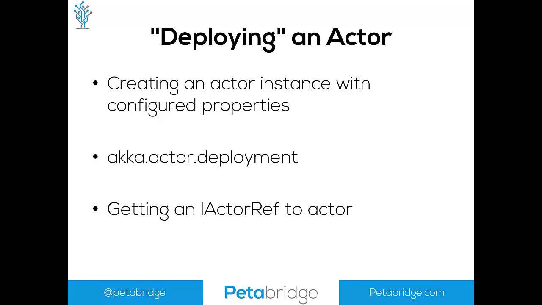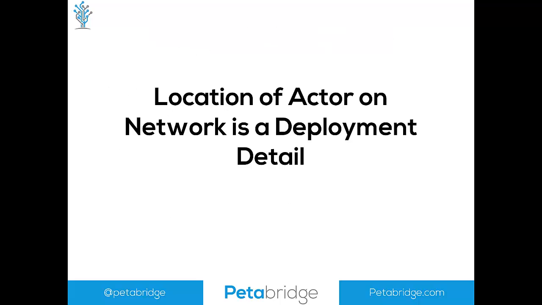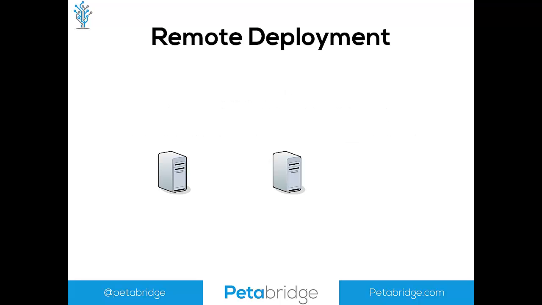So one of the interesting things that Akka.Remote does is it turns the location of an actor on the network into a deployment detail. So where an actor lives is now something that you can configure through HOCON configuration or through procedural code. So here's an example of what remote deployment looks like. So let's say we have our two actor systems again. First actor system contacts the second and says, hey, could you create a foo actor for me?